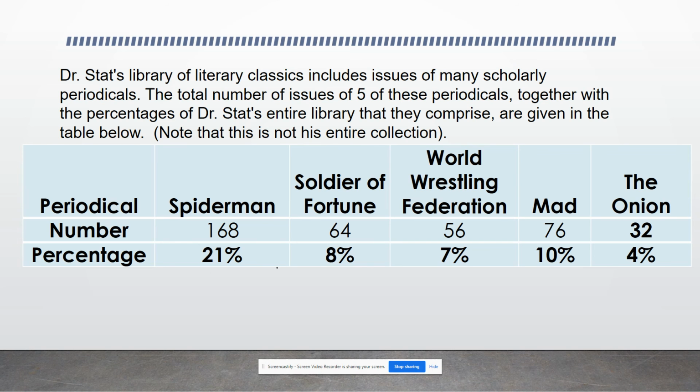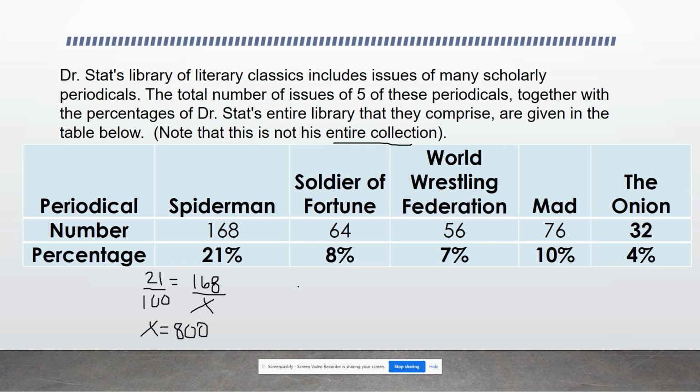We are saying that Spider-Man's percentage of the collection is 21%, which would be 21 out of 100. So the Spider-Man comics that he has is 168, and we don't know what the whole is. Okay, could I just add these up? No, because it says this isn't his entire collection. So if I cross multiply that, 100 times 168 divided by 21 is 800. So right here, if this percentage is correct, the whole is going to be 800 comics.